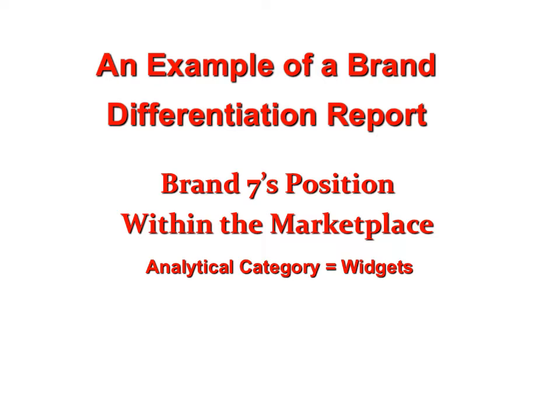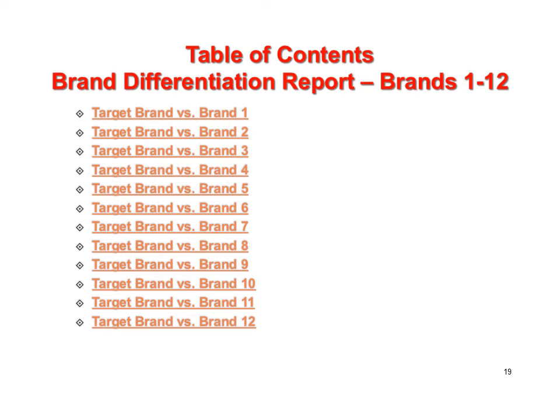Now let's look at a brand differentiation report, which is the second report generated by the Consumer Insights and Charting program. As I mentioned previously, in all reports that I will discuss, 18 brands were included in the analysis, and brand 7 was selected as the target brand. As is the case for all reports that are produced by the Consumer Insights and Charting program, a hyperlinked table of contents immediately follows the title page.